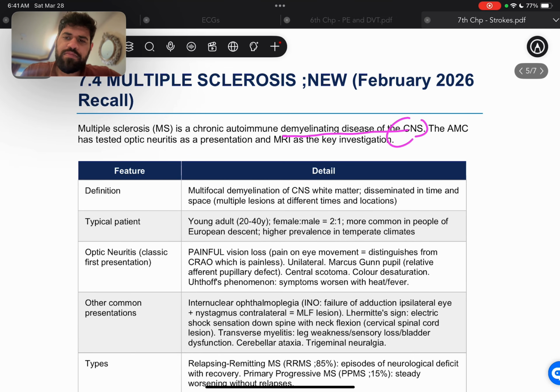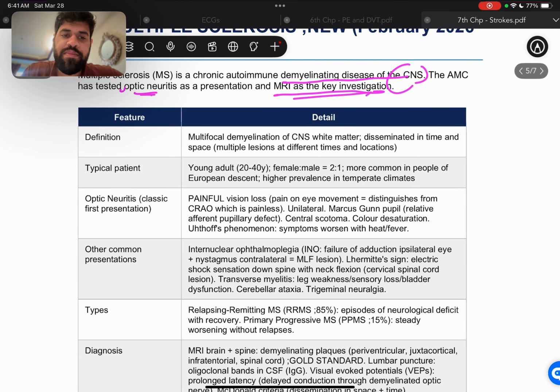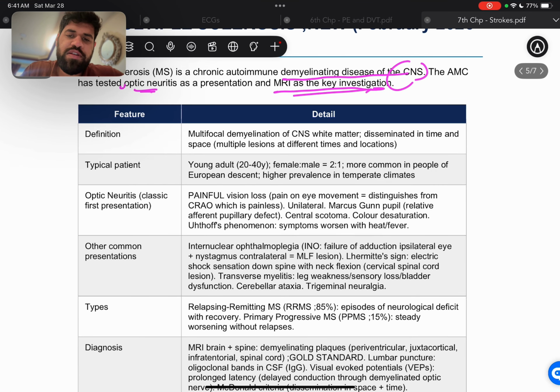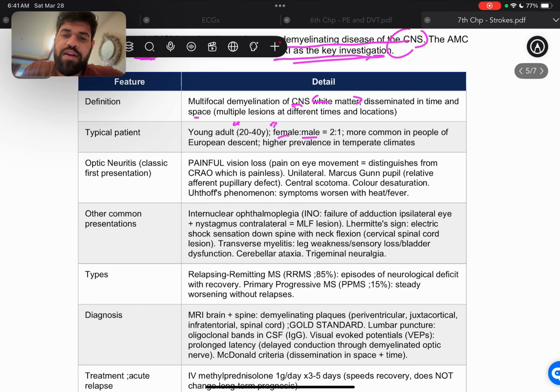And one of the presentations that the AMC likes to talk about is optic neuritis. MRI is the key investigation for MS. So there's multiple focal demyelination of CNS white matter, disseminated in time and space. So multiple lesions at different times and locations. Typical patients are usually young, 20 to 40 year olds. Females are more affected than males, and it's more common in people of European descent, with higher prevalence in temperate climates.